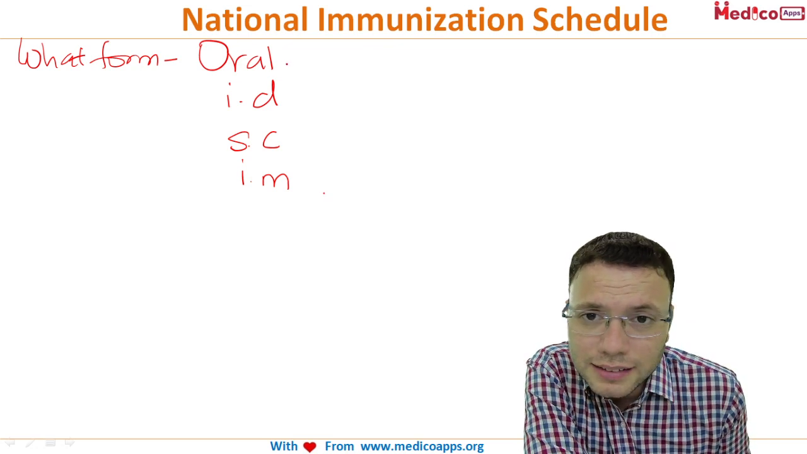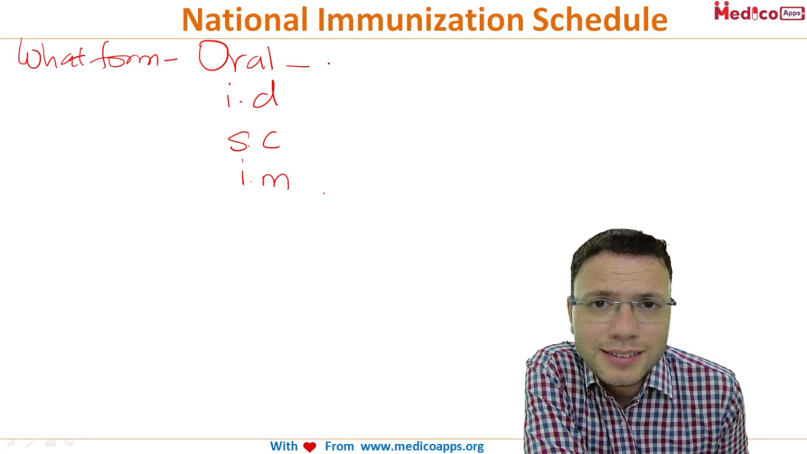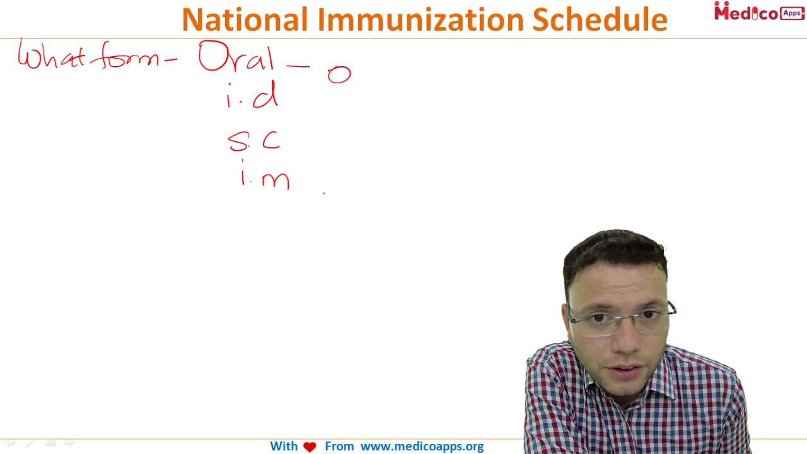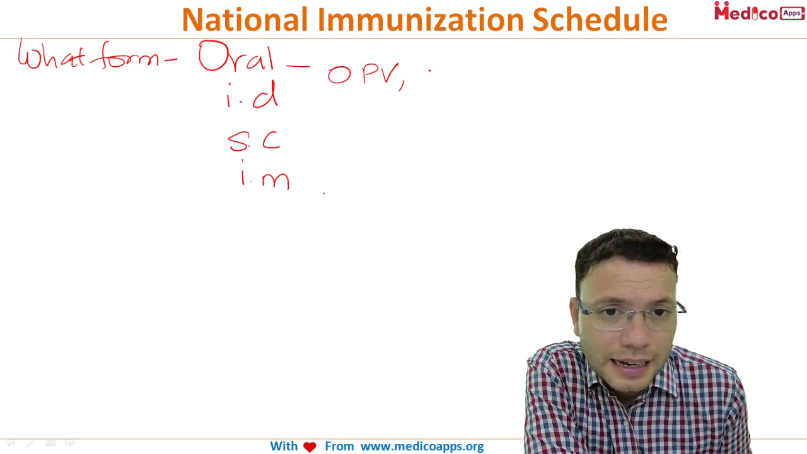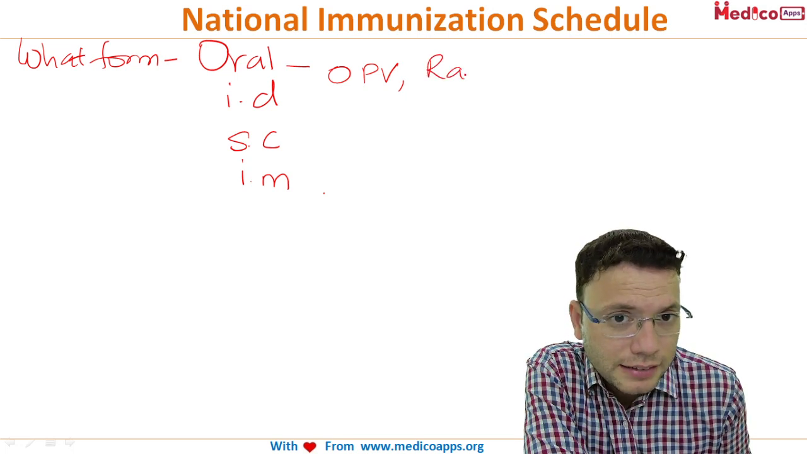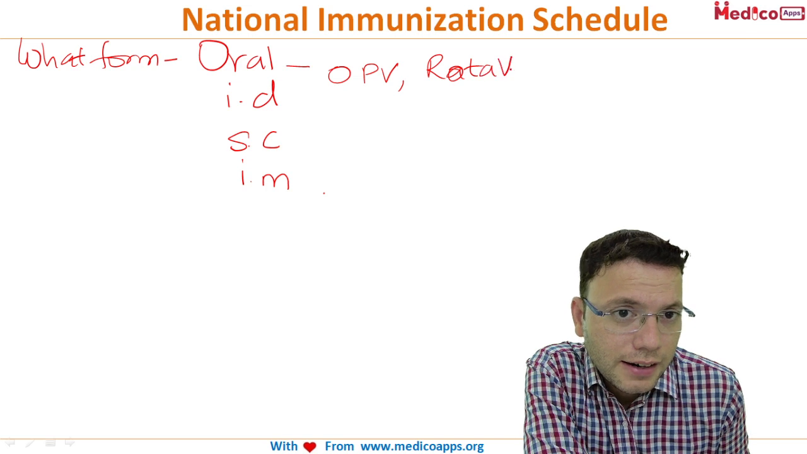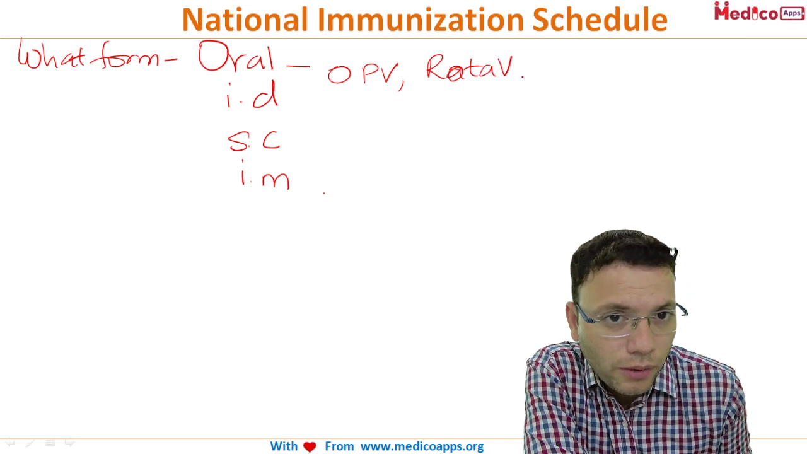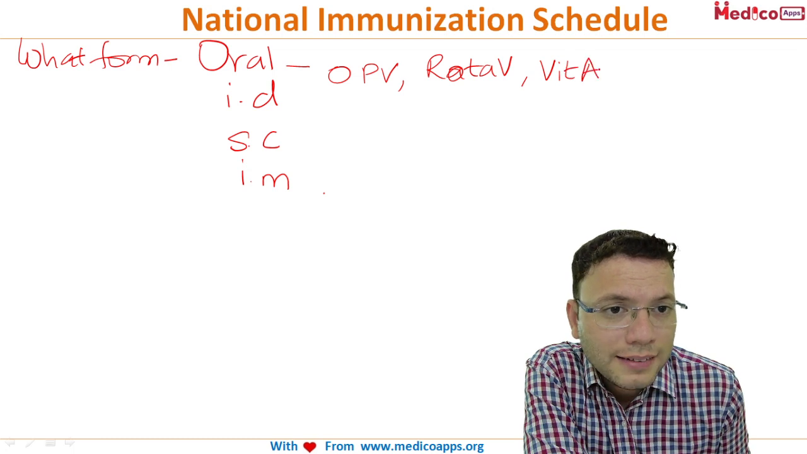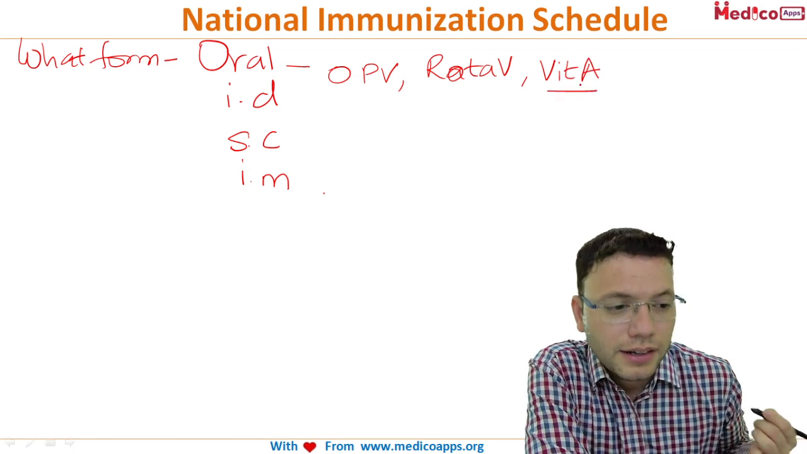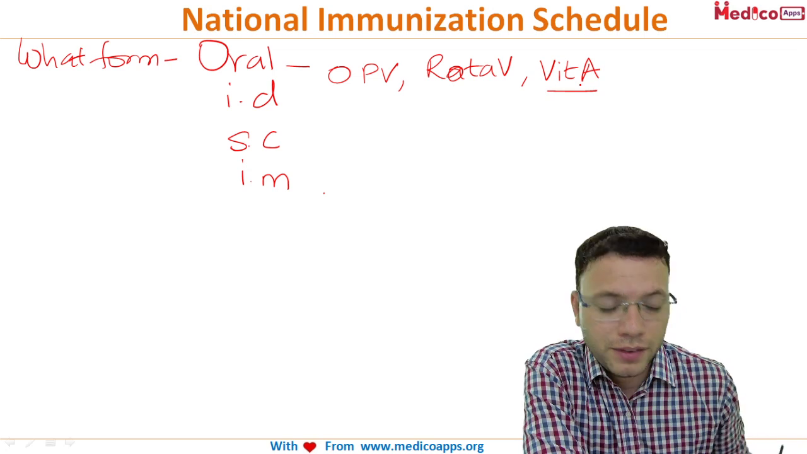So what are the vaccines which are given orally? Can anyone say? Yes, very good. It is OPV, oral polio vaccine, and rotavirus, Rotarix we say. And then you also have vitamin A. Though it's not a vaccine, it is very important that we give it in the immunization schedule.